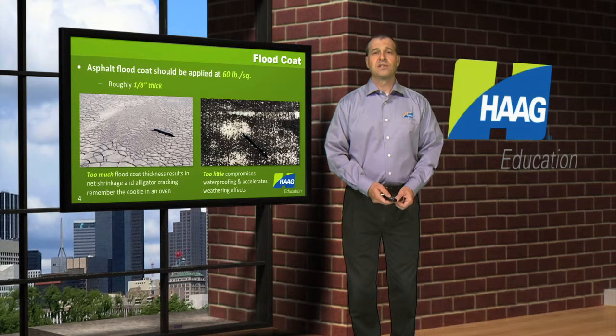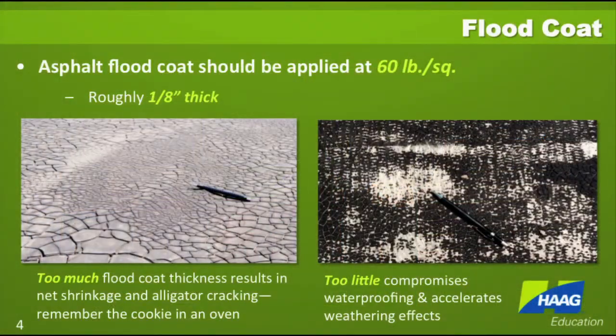If you have not enough flood coat thickness, it's too thin, and then with exposure to UV and moisture long term, it'll start to wear, and that's what's shown in the photograph on the right, that the fiberglass matting of the felt ply is starting to show through.